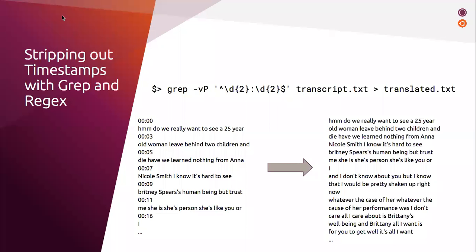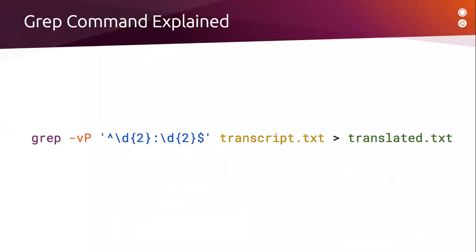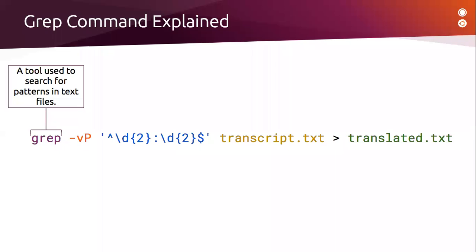So like I said, this is my solution using a regular expression. It takes the text on the left and strips out these timestamps and turns it into the text on the right. Now, to get a more intimate look at how it does this, if you're not familiar with grep, like I mentioned, it's a tool. It searches for patterns in text files.